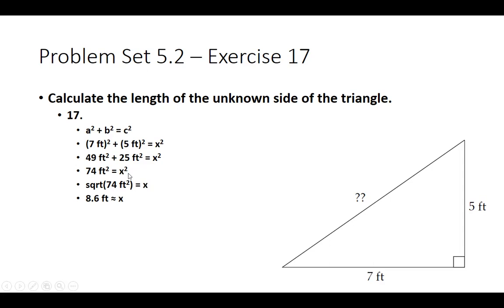To get the x by itself, take the square root of both sides. The square root of x squared is x. The square root of 74 square feet is about 8.6 feet. So the unknown side is about 8.6 feet.